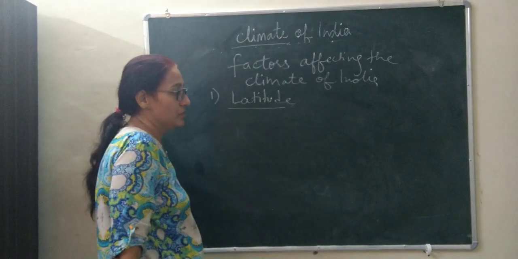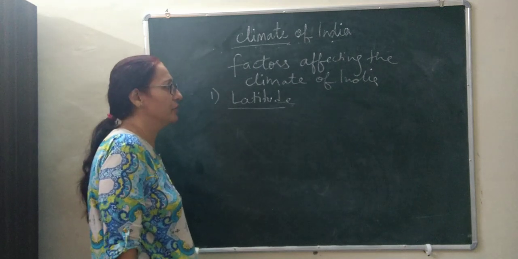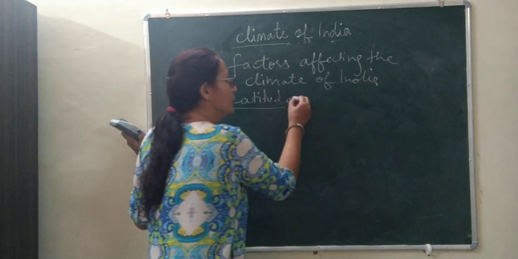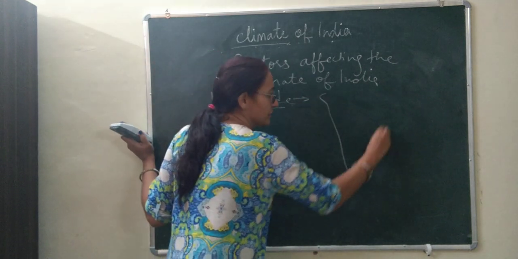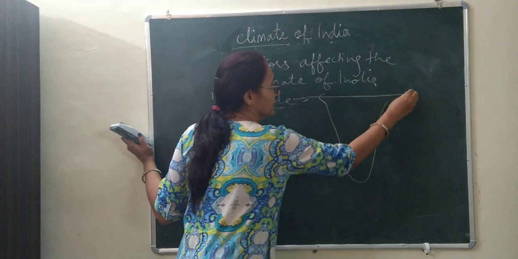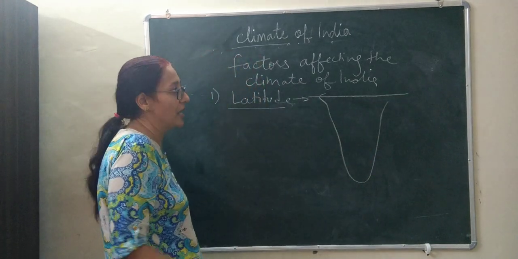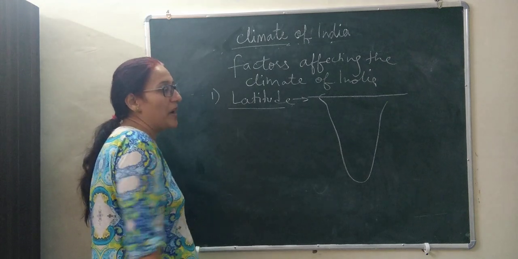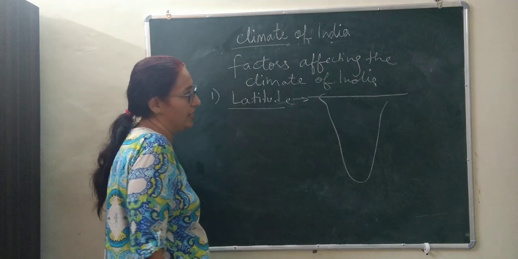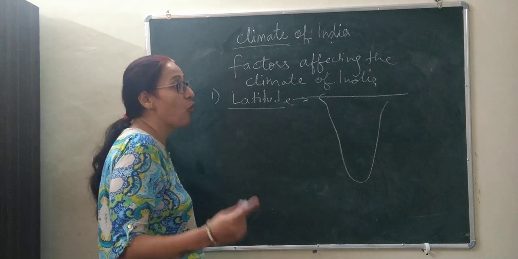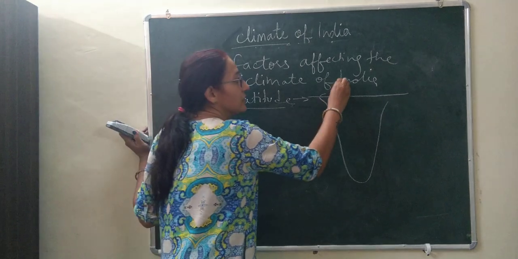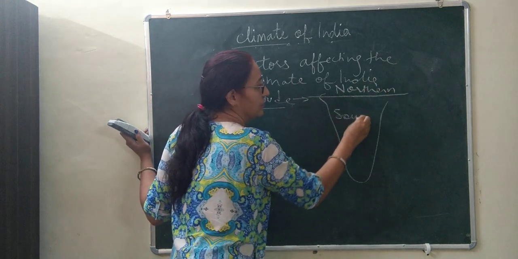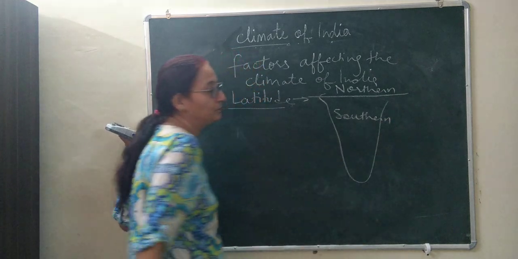So we have discussed earlier how latitude affects the climate of India. The very first important thing is the Tropic of Cancer, or 23.5 degree north, that passes through the middle of India, which divides India into halves. This is northern India and this one is southern India.